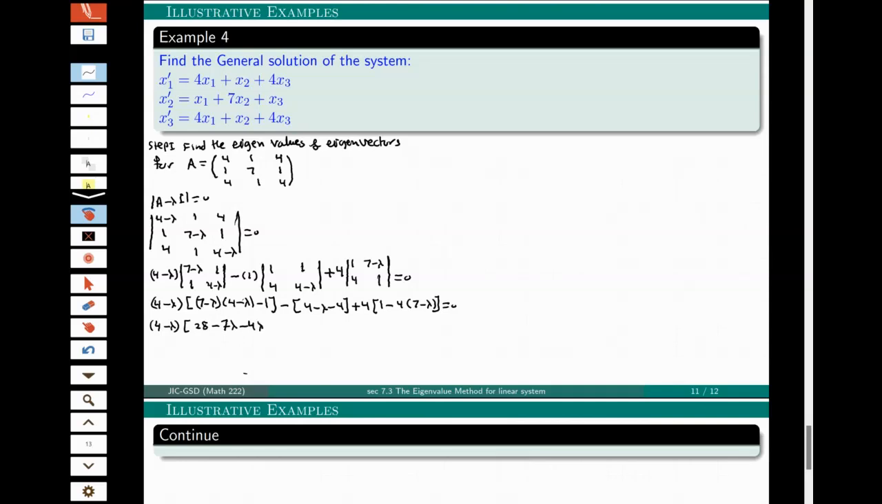Minus 4 times lambda and plus lambda squared minus 1. And here I have plus 4 minus 4 is 0, so I'll just have lambda. And I have here 4 times 1 minus 28 plus 4 lambda squared. And that will be equal to 4 minus lambda times, here I will have lambda squared minus 7 plus minus 4 is minus 13 lambda. And 28 minus 1 is 27.